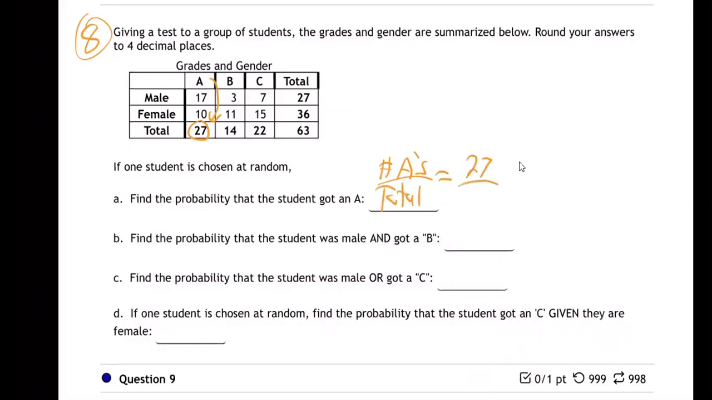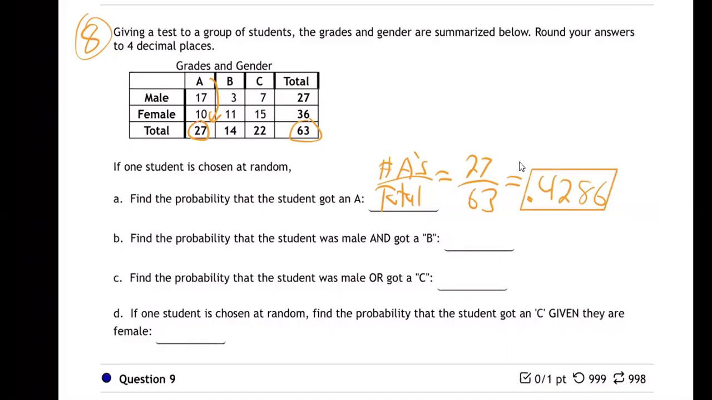So 27 A's, what's the total? Oh, the total's right there. Good, I don't have to add it up. They're giving me the totals. Divide by 63. Use your calculator. They say 4 decimals. I'm getting 0.4286. So there's the first answer. That wasn't too bad after all those hard ones.